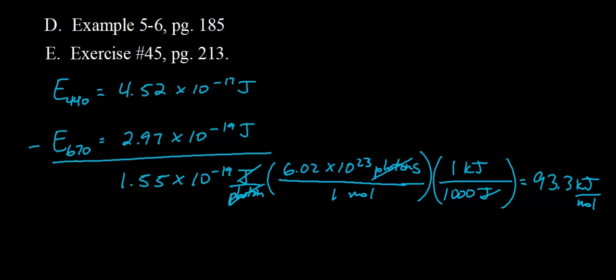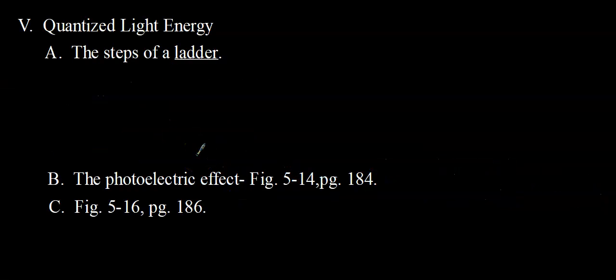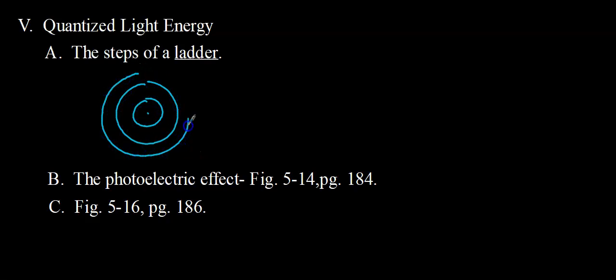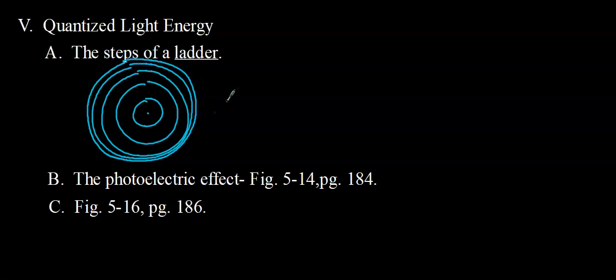So we still haven't gotten to the relationship between light and the location of electrons. We're getting there. All right, next up, quantized light energy. So let's do this. I'm going to draw a couple things here. It says in the notes, steps of a ladder. Let's draw a Bohr model. So we have the nucleus at the center. The electrons orbit around the nucleus in these things called energy levels.